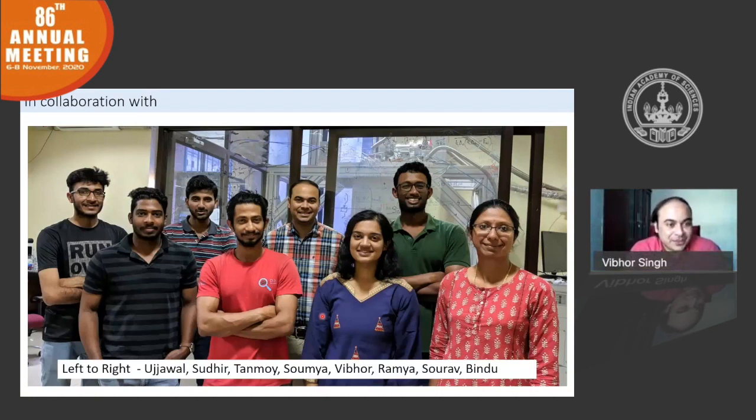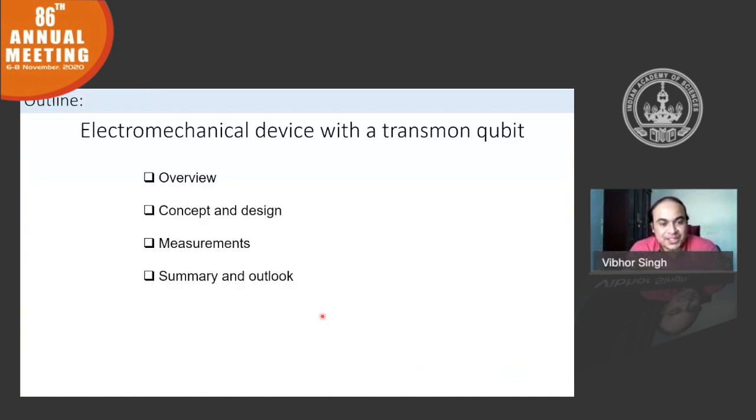So the title of my talk is Electromechanical Device with a Transmon Qubit. What I'll try to do is give a flavor of what this device is, break it up into components, and try to tell the importance of such devices. Towards the end, I'll show measurements and a summary and outlook of this work. There are two components in this device. One is a transmon qubit and the second is electromechanical. So let me begin with the transmon qubit first.